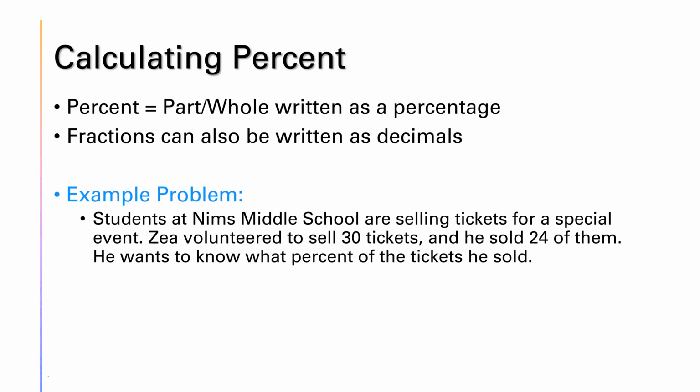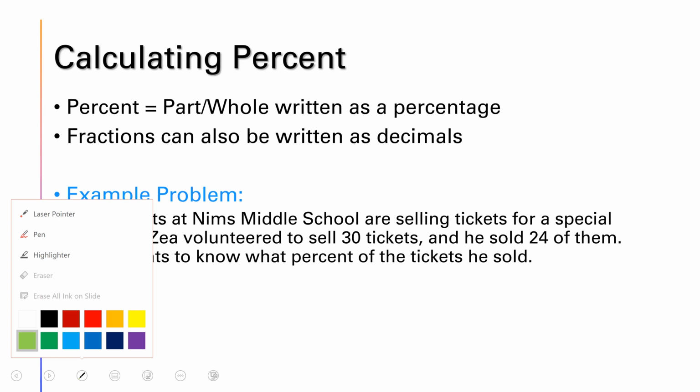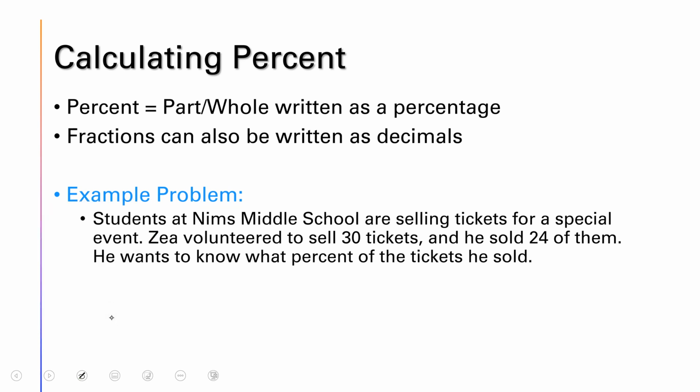Students at NIMS Middle School are selling tickets for a special event. Zay volunteered to sell 30 tickets and he sold 24 of them. He wants to know what percent of tickets he sold. So this time, his whole was 30 tickets, and he sold 24 of them. If we write a fraction as our part out of our whole, he sold 24 out of 30 tickets.